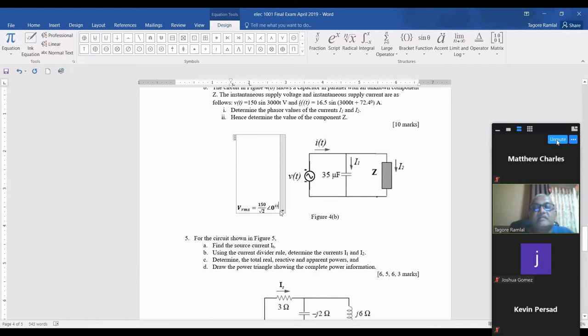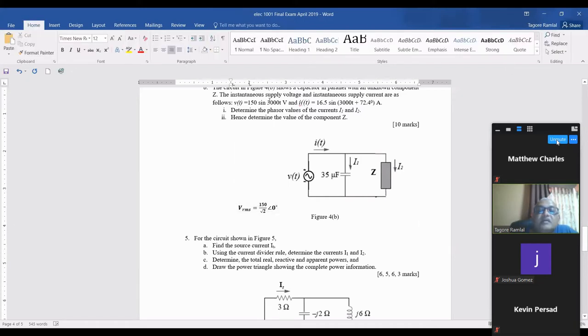Whatever it is, right? 0 degrees. Okay. Now, what is also important in this is that this 3000 we see in here is the angular frequency. Just to recap, this is represented as omega, and omega is equal to 2 pi f. Right? So, this is important. Notice the angular frequency of the voltage and the angular frequency of the current is exactly the same value.